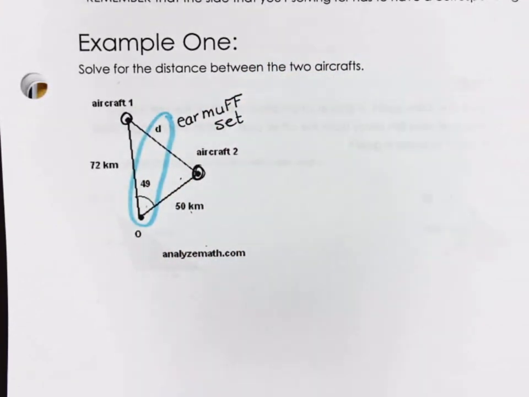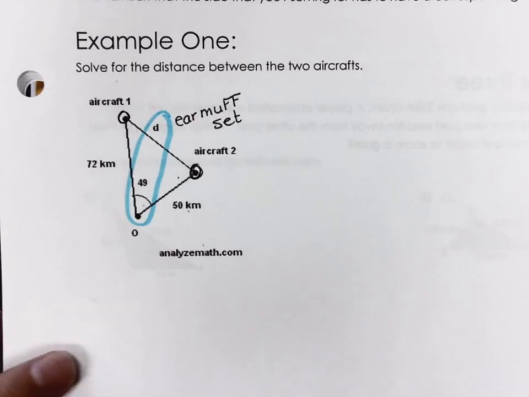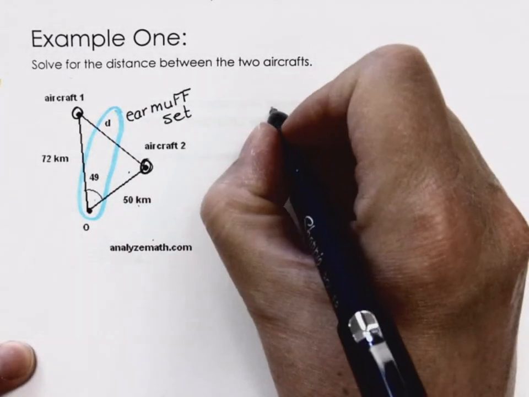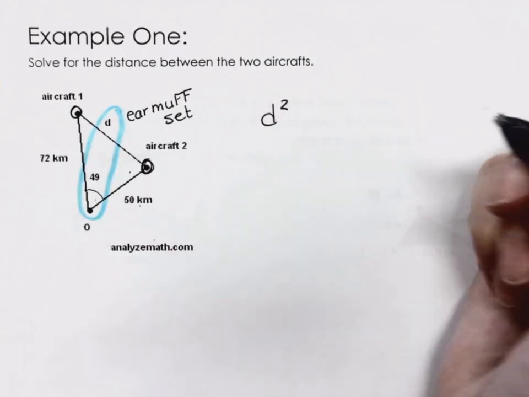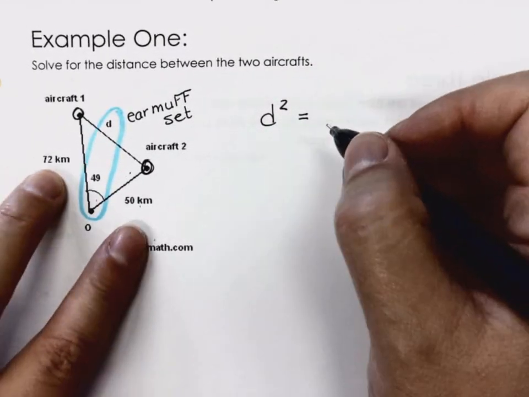So that's going to start my equation, and that's going to end my equation. So d squared is going to be on the outside, and then we're going to have the other information in there. So I'm trying to solve for d, so in the formula it's going to go in as d squared, and then it's these other two sides.